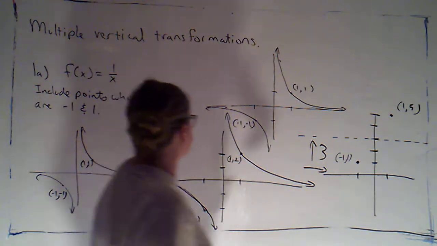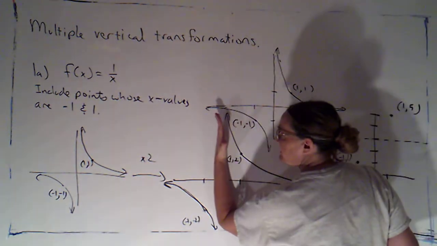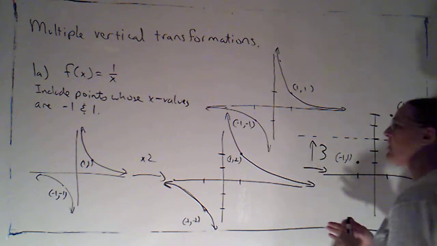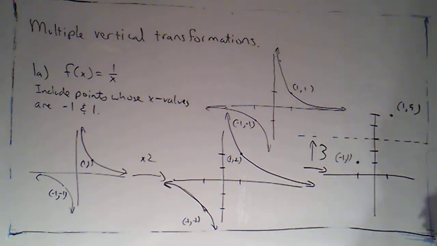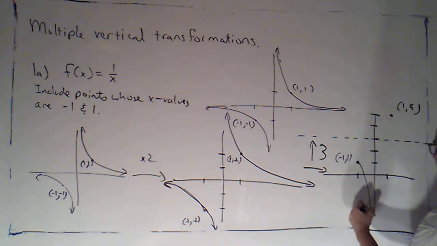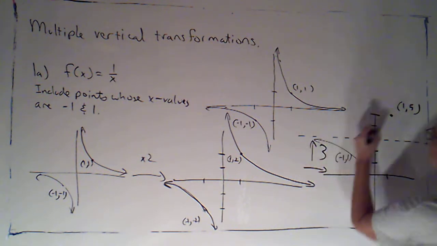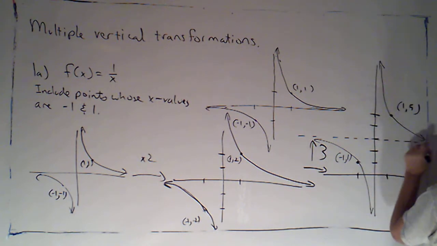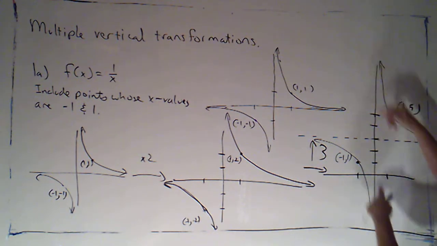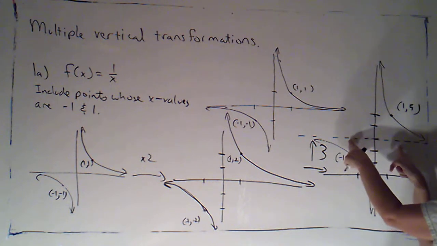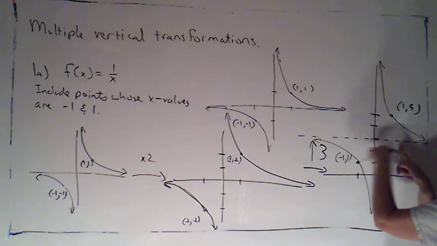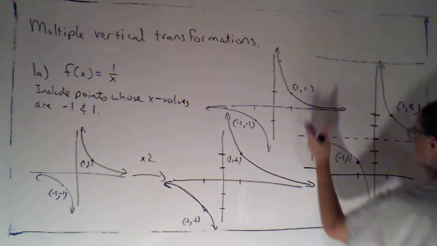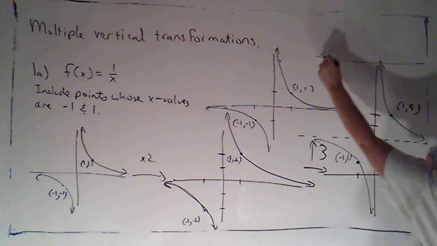Let's check the vertical asymptote. So that was this. Now if I move that up 3, it's the same vertical line. So the vertical asymptote is still just the y-axis. So then my graph is going to look something like this. So we're approaching the y-axis here, but we're approaching the line y equals 3 rather than approaching the x-axis. So this here would be my final graph.